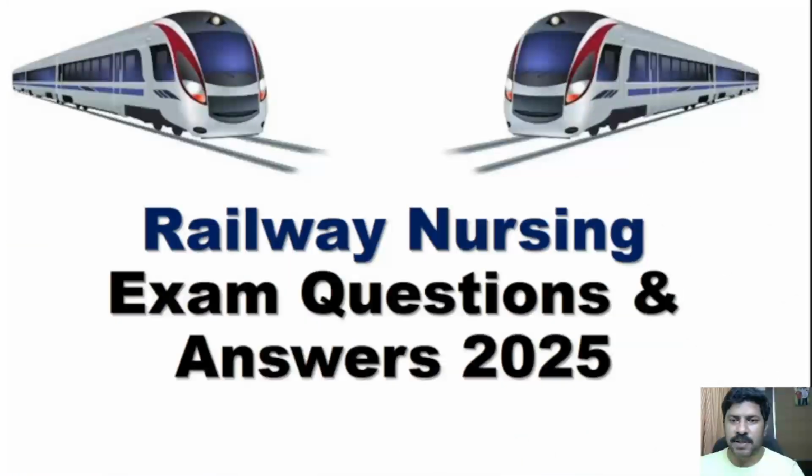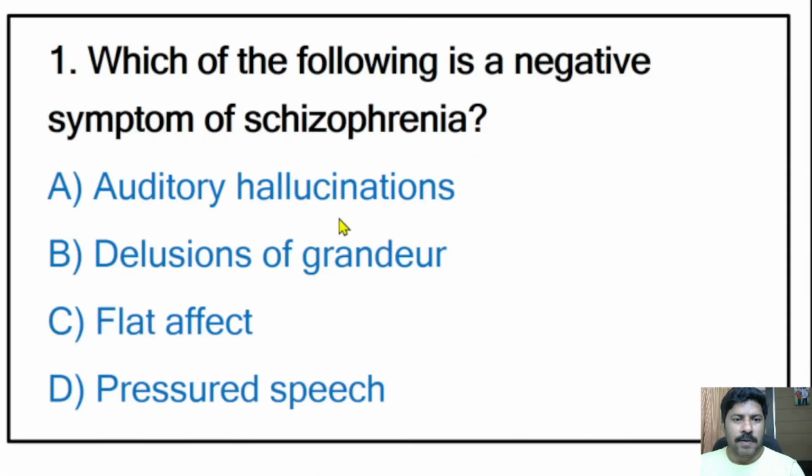Railway Nursing Exam Questions and Answers 2025. We will move to the first question. Which of the following is a negative symptom of schizophrenia? Auditory hallucination, delusions of grandeur, flat affect, pressured speech. So the correct answer here is flat affect. That is a negative symptom of schizophrenia.